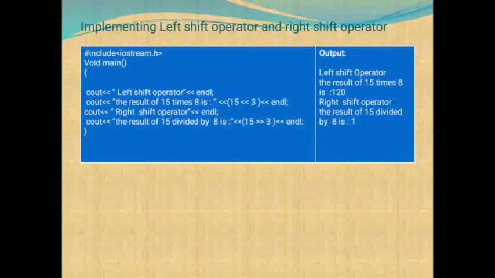So now implement the shift operator in your C++ program, both left shift operator and right shift operator. So here's a program. Include the header file, simple main statement, the result of 15 times 8, that is left shift operator, okay, and right shift operator, the 15 is divided by 8. So the output you are going to receive is, when you shift the operator, the mechanism I have shown you in the previous slide. So for left shift operator, 15 times 8 is 120 and for right shift operator, the result of 15 divided by 8 is 1.